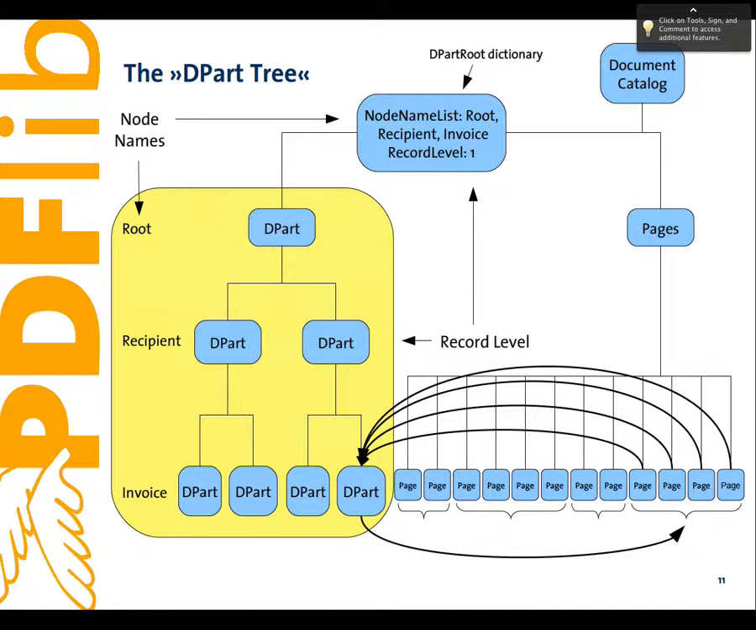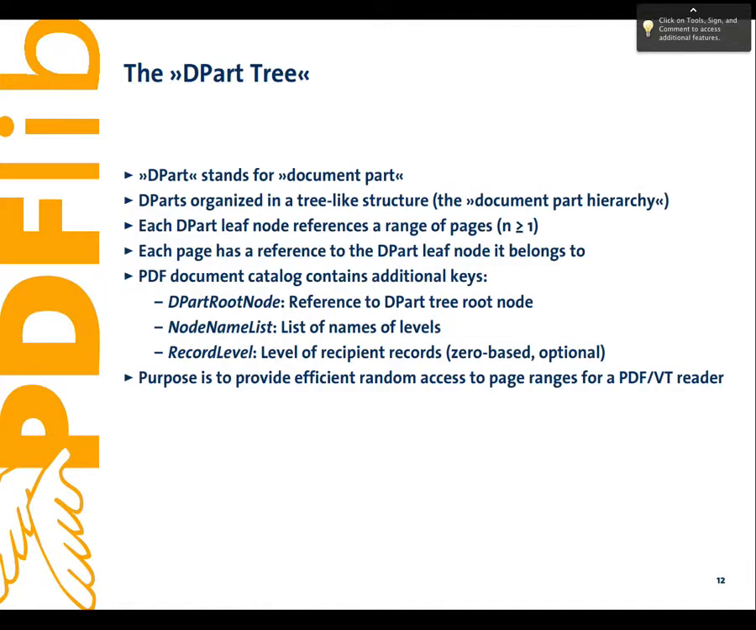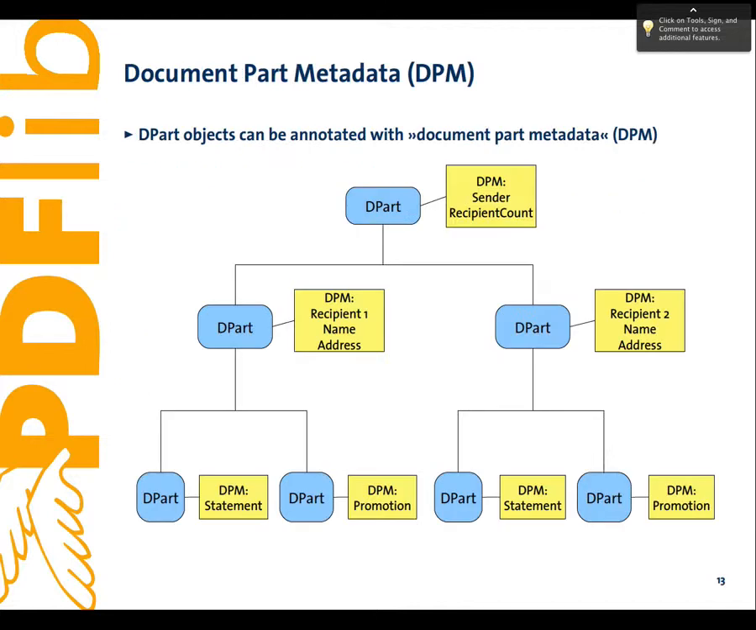In the other direction, every page in the page tree must have a back reference to the document part tree it belongs to. So this data structure makes it possible to quickly access specific parts of a document through the nodes in the document part tree. So I think I said everything here.